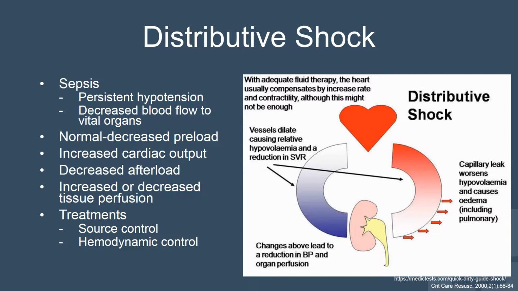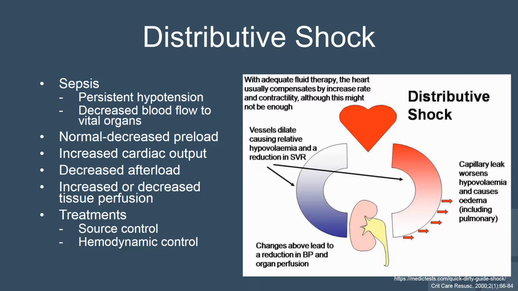And the last type of shock that we will talk about is the distributive shock, which does take into consideration the neurogenic, the sepsis, and the anaphylactic shock. It is a true vasodilatory shock, but the biggest one that we will typically see here in the hospital is the septic shock, which is defined as a persistent hypotension, typically as a result of a systemic inflammatory process as it relates to an infection. There will be decreased blood flow to vital organs that will be necessary to monitor.